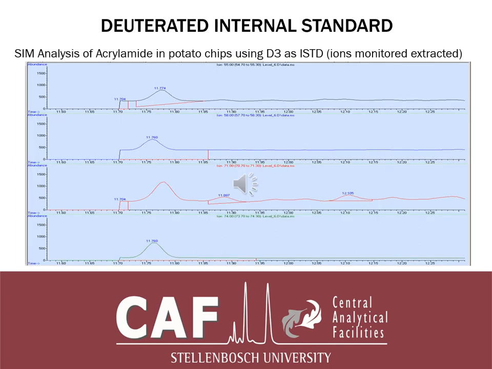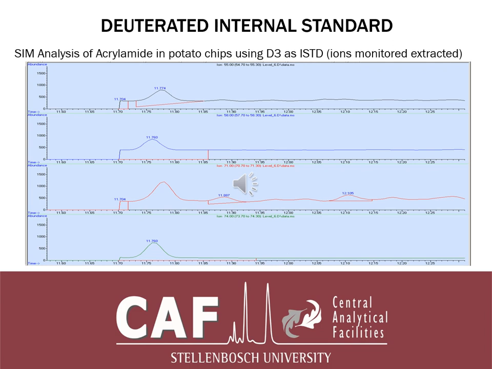As mentioned earlier in the previous slide, if you look at the 11.77 minute and the 11.780 minute, you'll see at the top one, it might not be clear, but it's ion 56, and the other below that is ion 58, and then you've got ion 71, and also ion 74. It's because of the deuterium labeled and unlabeled. The 55 at the top is from the unlabeled, and the 58 is from the labeled D3.